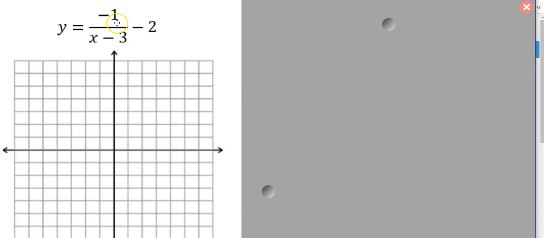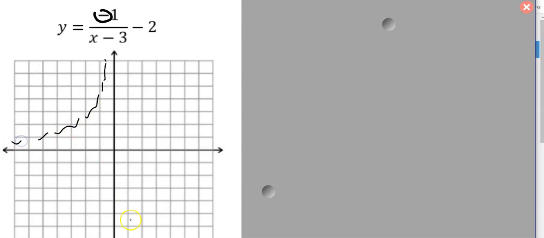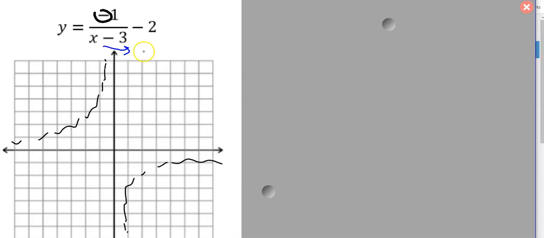So this does a number of things. If you think about the parent graph, this negative in front of the function is going to reflect it over the x-axis. So instead of being in the first and third quadrants, it's going to be in the second and fourth quadrants, something like that. And then the minus 3 is going to move it to the right 3. So the new vertical asymptote is going to be x equals 3, instead of x equals 0. So x equals 3.